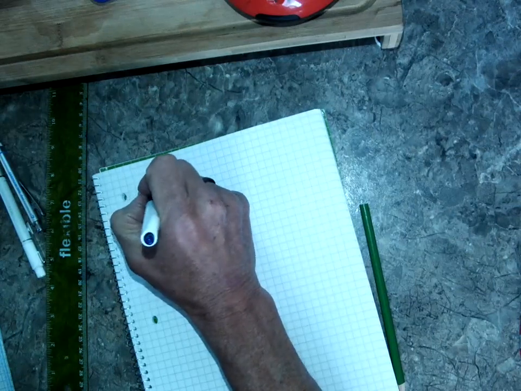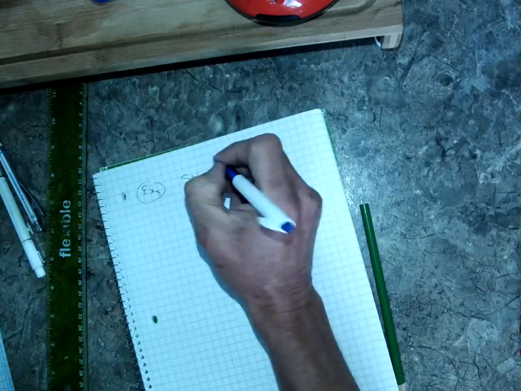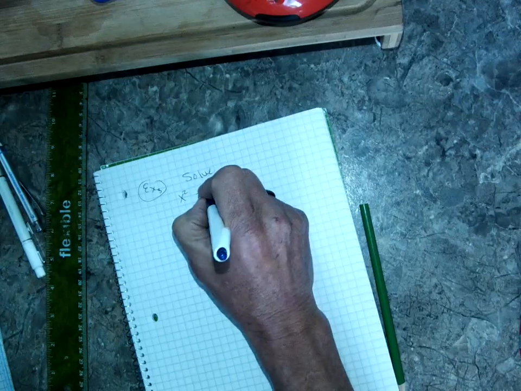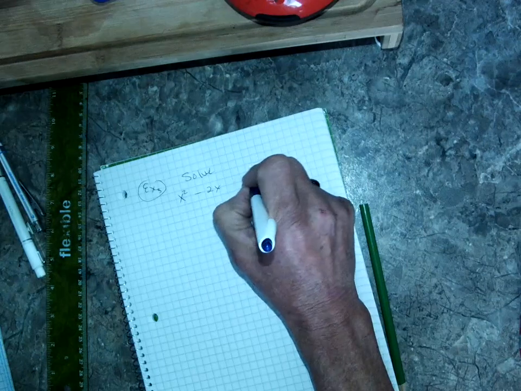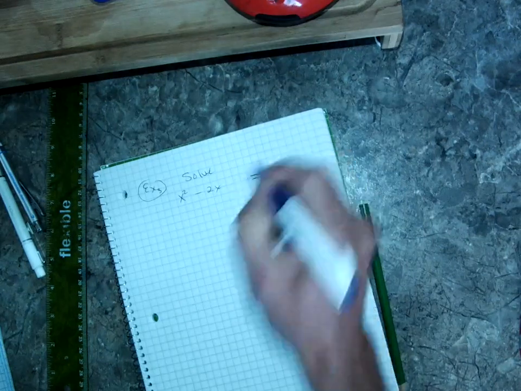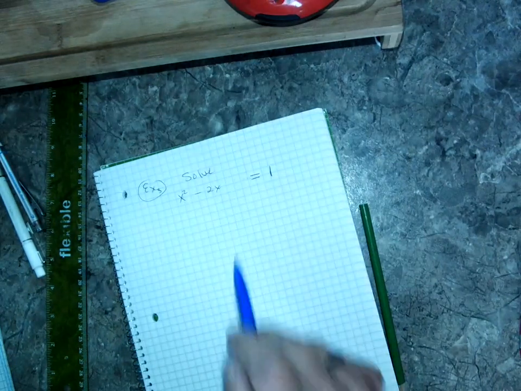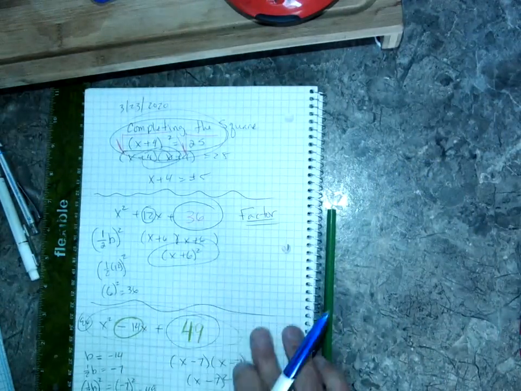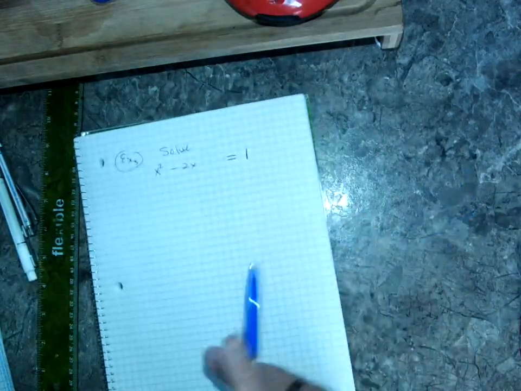Example 3, really. Solve. Okay, so if I have x squared minus 2x equals 1, and put the equals 1 over here. Alright, so what do I need to do? Well, I want to complete the square. I want to rewrite this problem so it looks something like this. So I'm going to complete the square. So here's how I do it.